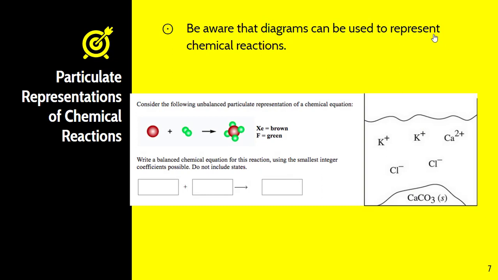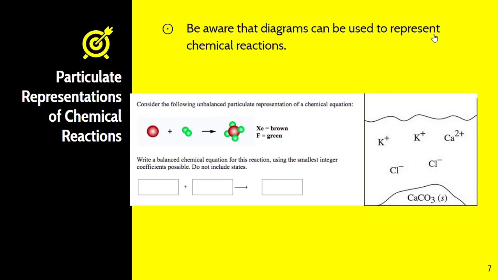And then lastly, be aware that diagrams can be used to represent chemical reactions. And so we did a little bit of this in our last unit. If you look on the left-hand side there, you have an unbalanced particulate representation of a chemical equation. So you may have to go through and balance those, or you may want to look at the number of molecules that are produced, or whether something is a gas that is produced, because that can have an effect on ideal gas law and temperature and whatnot.